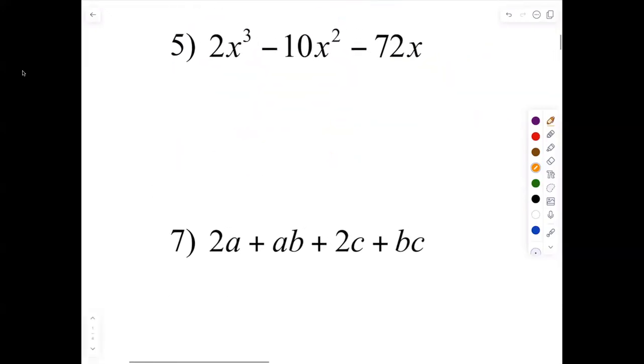Next. All right, what's common? 2x. We're doing pretty good with GCF. 2x. Now, at this stage of the game, you're supposed to be able to divide it out. You're left with... All right, sounds pretty good. Now immediately we go into two sets of parentheses.